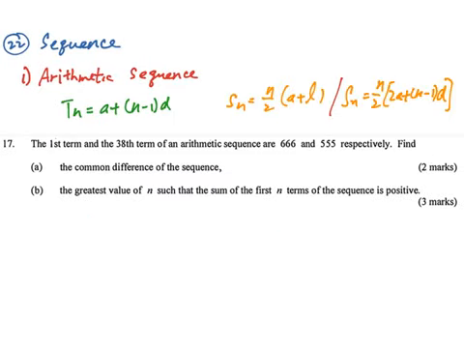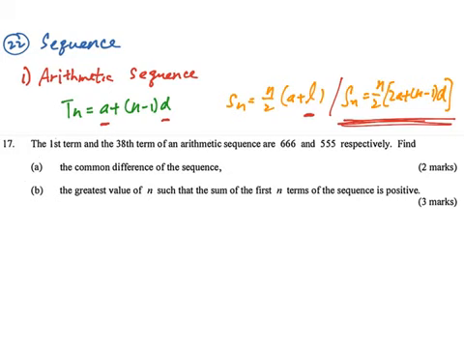Next is about the sequence. We have two types. First one, arithmetic sequence. If we want to find the term, we use a plus n minus 1 times d. A is the first term, d is the difference. For the sum, we'll use n divided by 2 times a plus l, where l is the last term. Or we can use another format, this one.